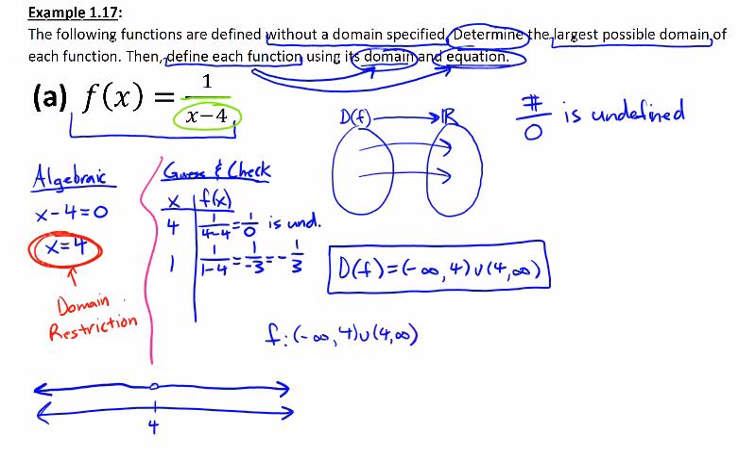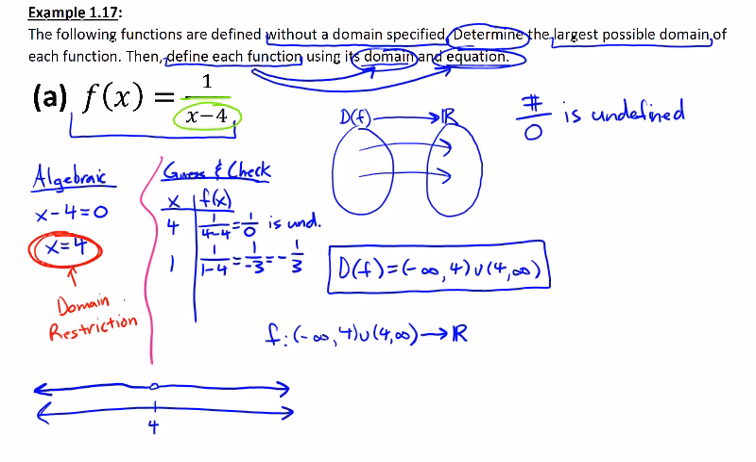And the reason why the domain is written this way is because these are all the values that will map to some real number. The only value that does not map to a real number is 4, and we are excluding that from the domain. It is a restriction on the domain. So this is what we're looking for at the beginning of a function definition to talk about domain.